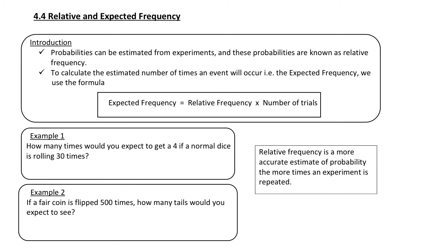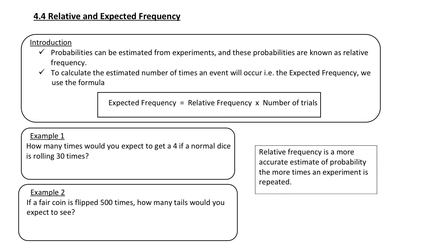Relative and expected frequency then. So we know how to work out the probability. We know how to draw a possibility space diagram to figure out all the different combinations. And we know that the probability of an event not happening is 1 minus the probability of it happening. But relative and expected frequency is how many times you would think something should happen. So relative frequency is very similar to probability.